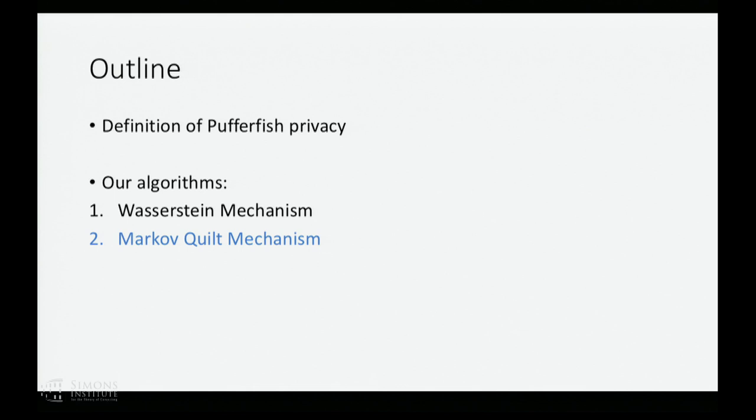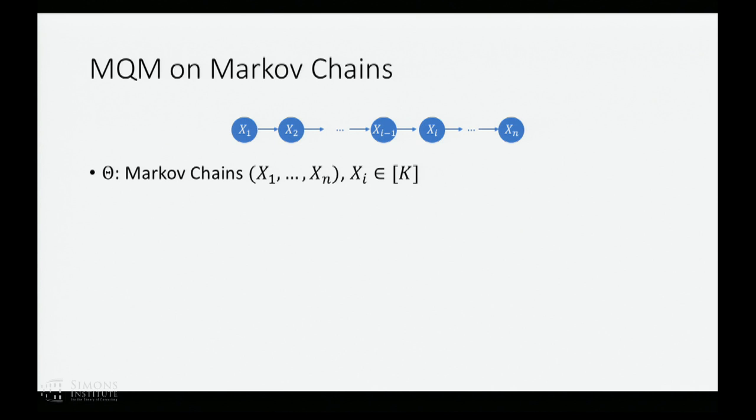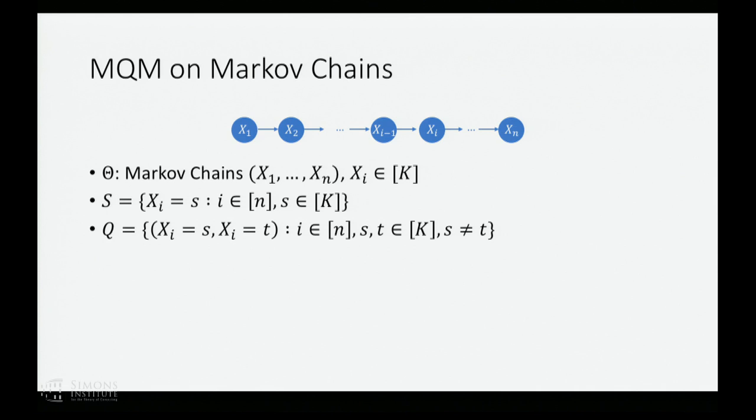So I'll illustrate how this MQM algorithm works on a special case Bayesian network, namely a Markov chain. So here our distribution set consists of Markov chains of length n, so the nodes are x1 to xn, and each lies in some state space 1 to k. We may potentially have a lot of different Markov chains of different transition matrices included in theta. And the secret we are trying to protect is the value of any xi, and the secret pair is either xi is taking value s versus taking value t, for any s, t pair and for all xi.